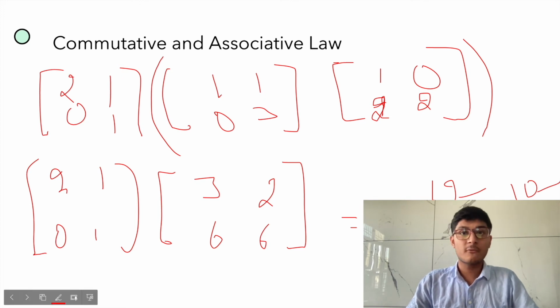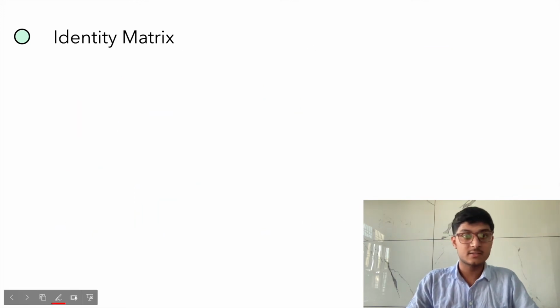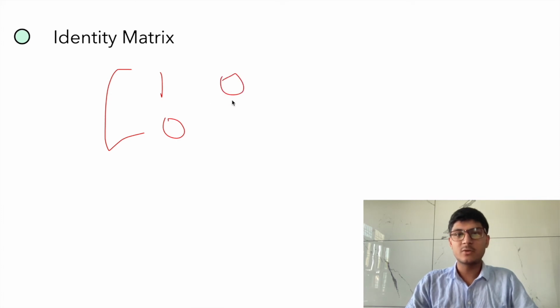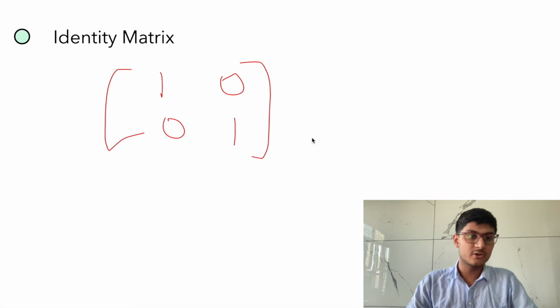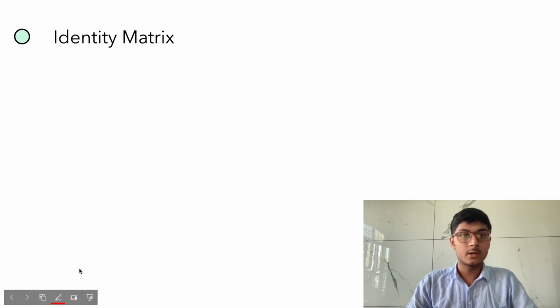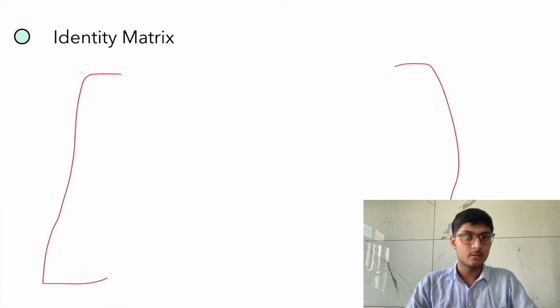Now let's move on to our final topic, that is the identity matrix. So what's that? It will be something like this. This will be a case of a square matrix. If I generalize it, it will be something like this: diagonally it will be 1, and the rest of the elements will be 0.